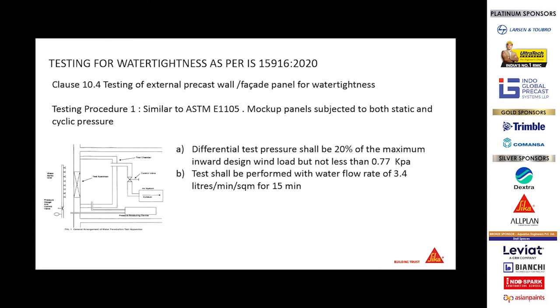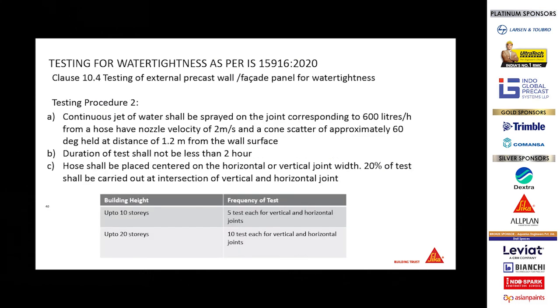Now, the most important part: how do we test the water tightness? Last year, we had this code, and in this code they have specified two methods of testing water tightness. This is the lab method, and this method is very similar to ASTM 1105, where water is sprayed on the sealant and a blower creates a differential pressure. They have given a few guidelines on what the water flow rate should be and for what duration. This is not possible at the site level, but one can definitely go for the second test method.